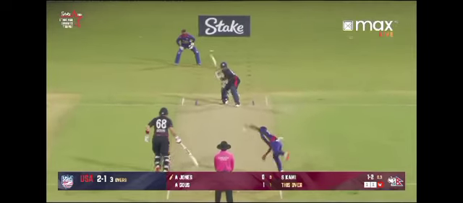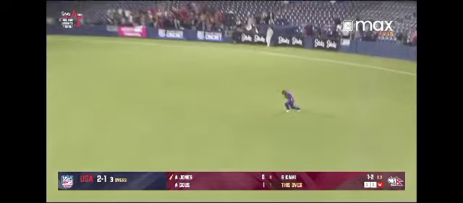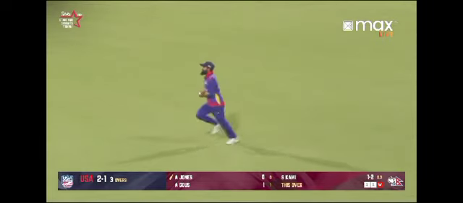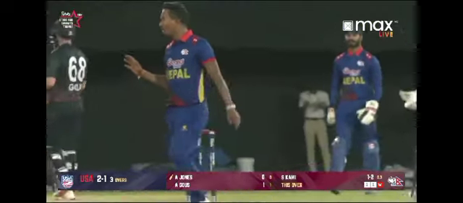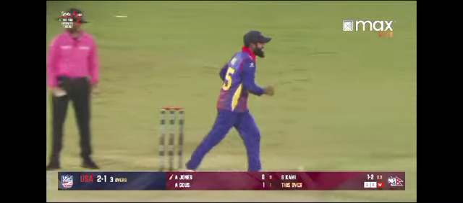On his 30th birthday, Aaron Jones has 3 balls to work with. And he heaves it into the leg side. Dipender Singh is out there! USA in the super over. They have only 2 on the board. And Sampal Kami is the hero for Nepal. Surely they're going to go 2-0 up in this series now.